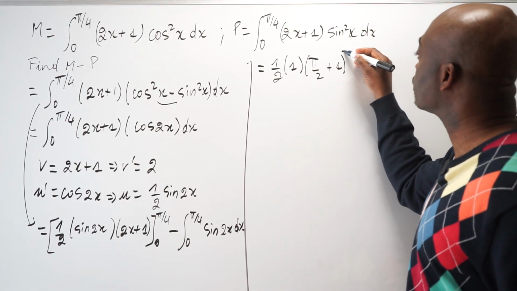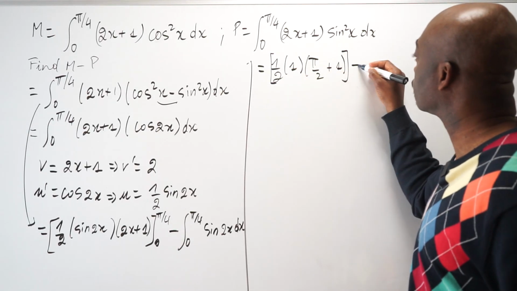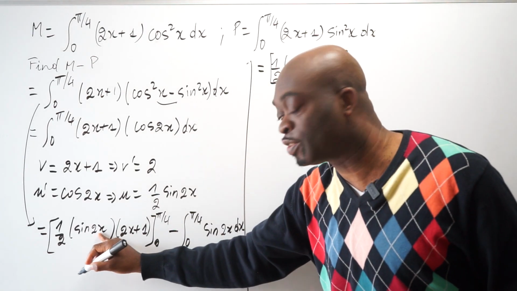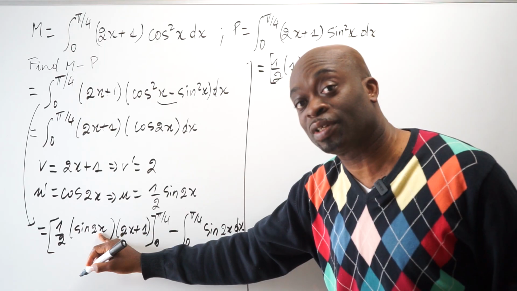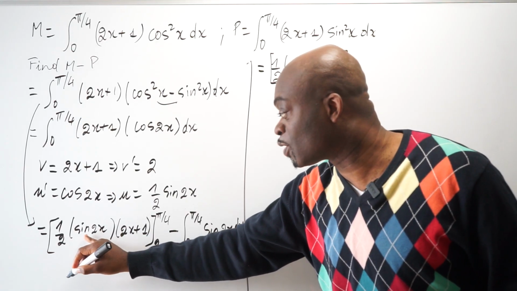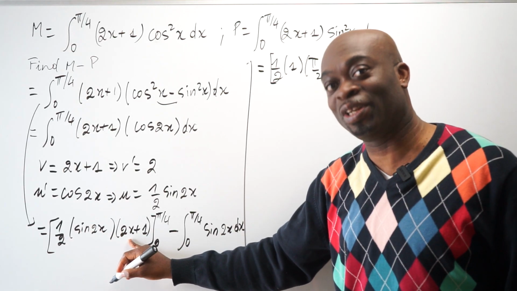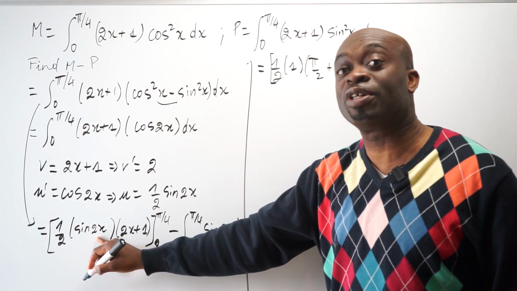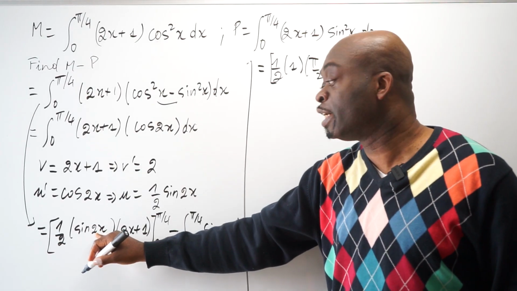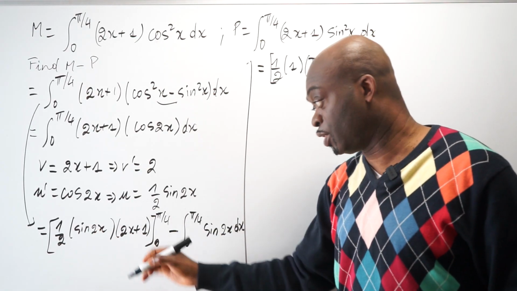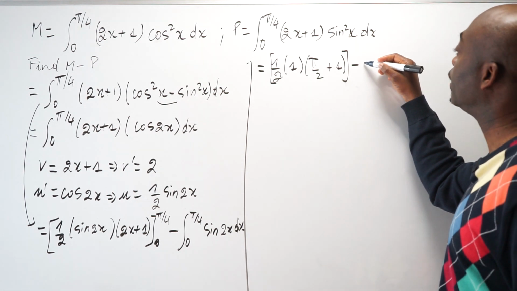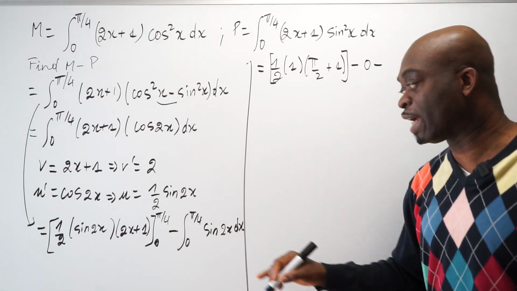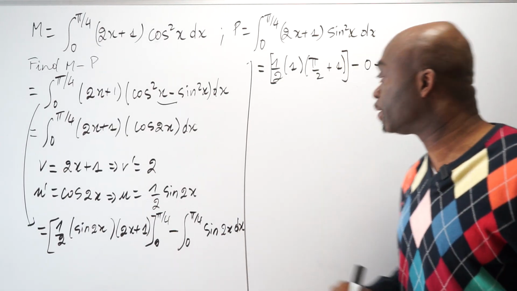So minus, at 0 here, sine 0 is 0. So 0 times anything is going to give us 0, so we don't even need to do anything after that. Sine 0 is 0 because 2 times 0 is 0. So that's minus 0 here, from the first one. Then minus, we have to work this one out here.